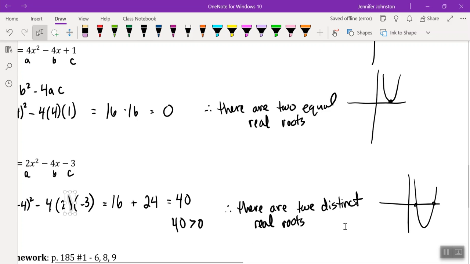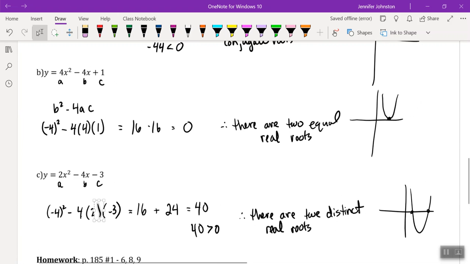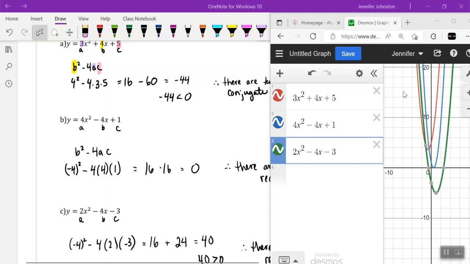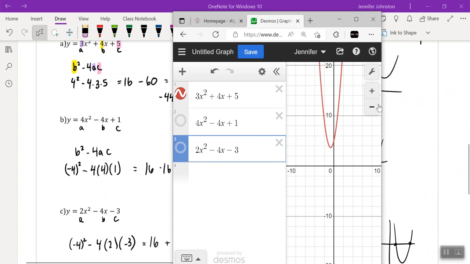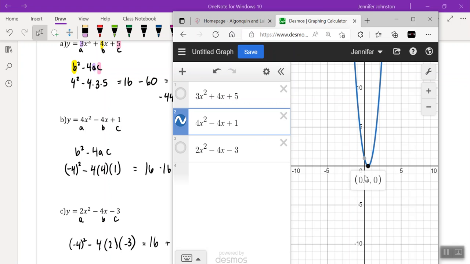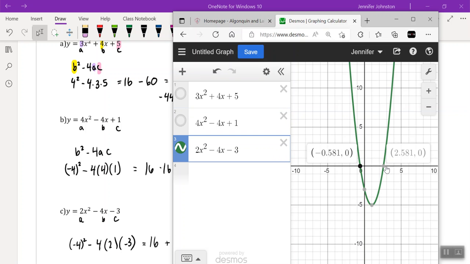Let's go check them out. Let's go see what they actually look like. So here we are. Here we have the graph of the first one, and we can see that it is not crossing the x-axis. So they are complex conjugate roots, or imaginary numbers. Here we have, it's touching just at one place, but it's actually 2 roots that are identical. That's our second one. And our third one, we can see that we have 2 distinct real roots. It's crossing at 2 places.